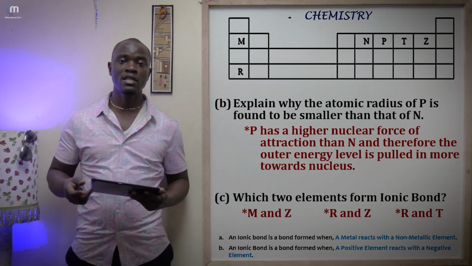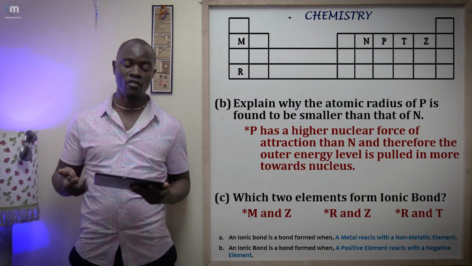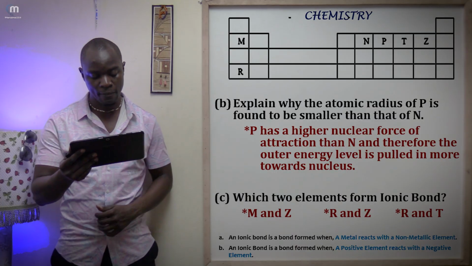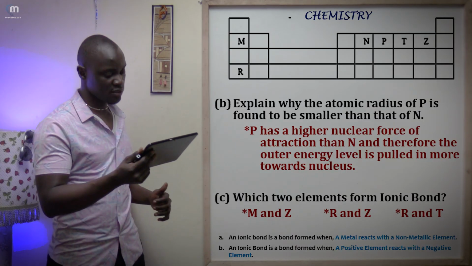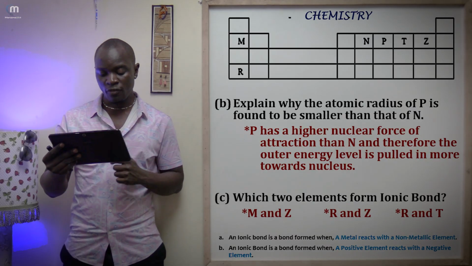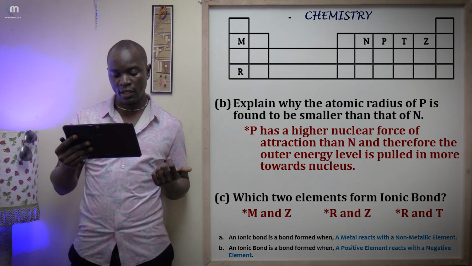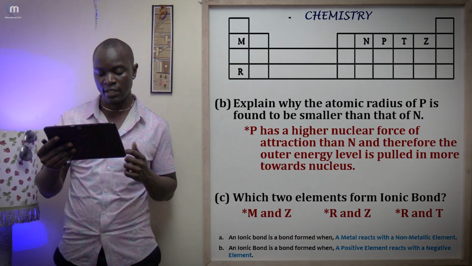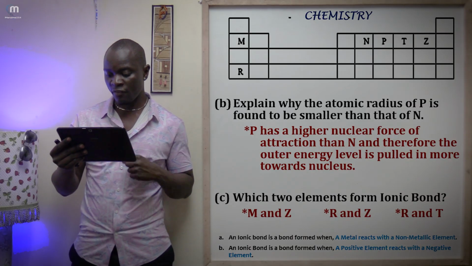So the elements in this case that form an ionic bond, we have, for instance, letter M and Z, as you can see in the periodic table. Apart from that, we can also have letter R and Z. Also, we can have R and T.